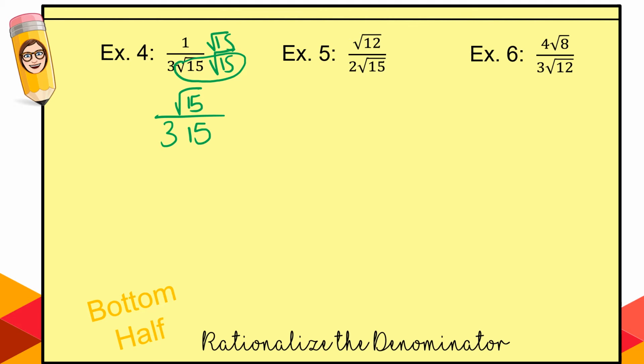Right? Here is when it's really beneficial to understand that property. Because otherwise you have a huge number. You're going to have to use your calculator. Just know that a square root of 15 times square root of 15 is just 15. It'll make it easier. Now this 3 and 15 are next to each other. That implies multiplication. So we multiply them, and the top stays square root of 15.